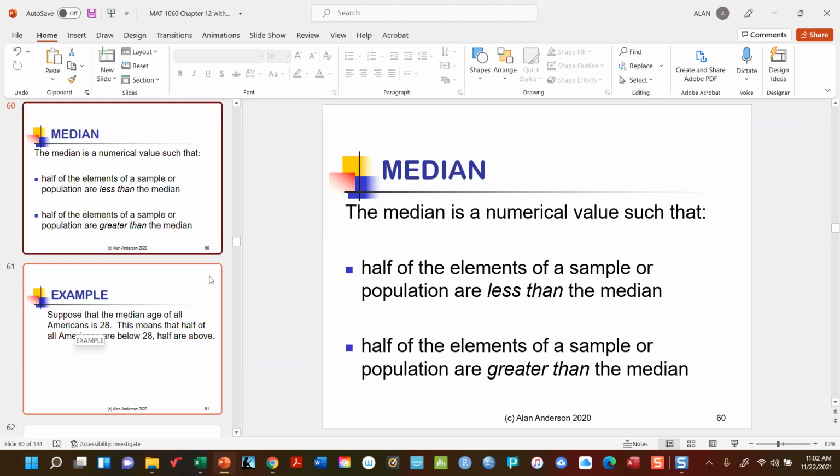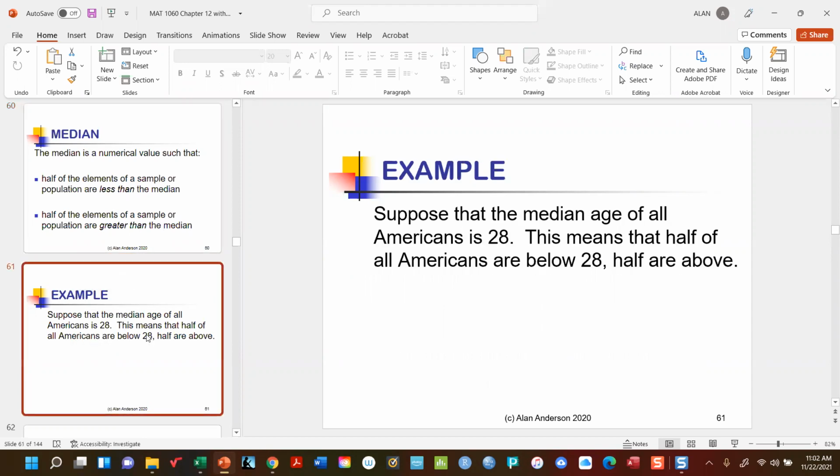Okay, now what if I told you that the median age of all Americans is 28? That means half are younger than that and half are older. All right, now I don't know if that's the actual median or not, but if it were, that's what it would mean.